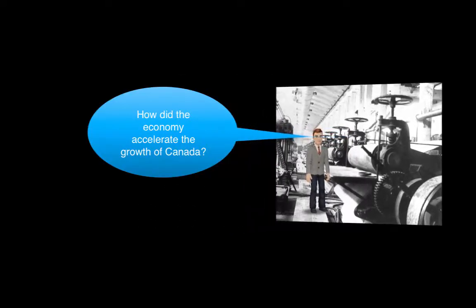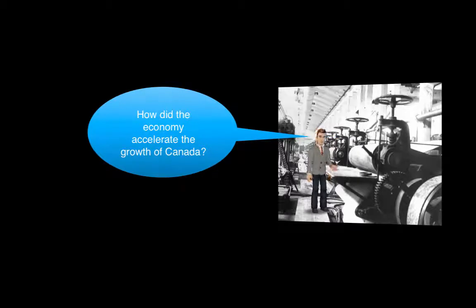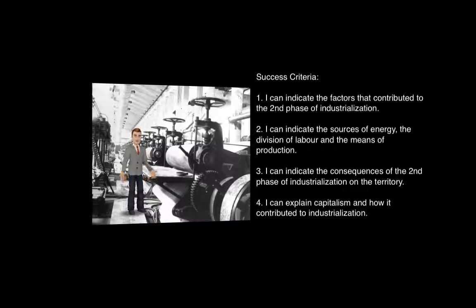The essential question for this video is how did the economy accelerate the growth of Canada? There are 4 success criteria you should meet by the end of this video, and they are as follows. I can indicate the factors that contributed to the second phase of industrialization. I can indicate the sources of energy, the division of labor, and the means of production. I can indicate the consequences of the second phase of industrialization on the territory, and I can explain capitalism and how it contributed to industrialization.